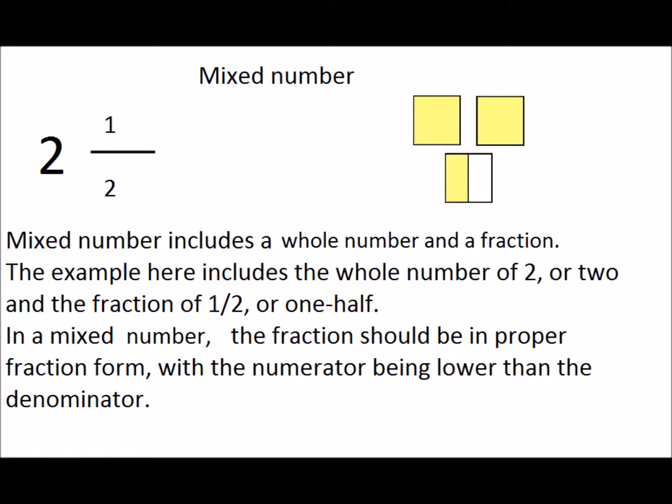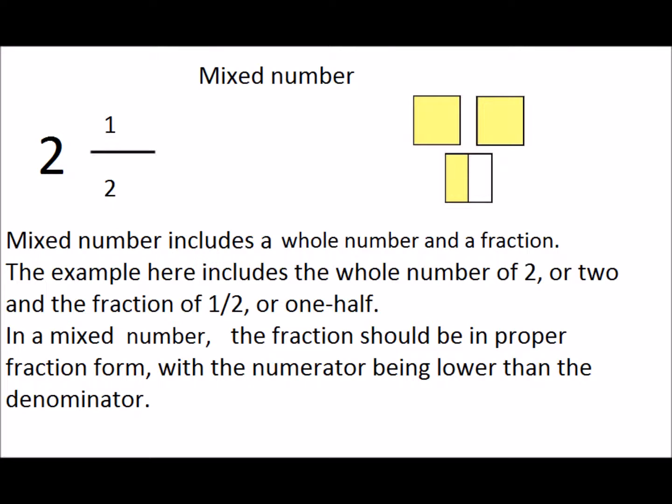Those represent the whole number of 2. So we see 1 block, 2 blocks, completely shaded in yellow. Okay? So those 2 blocks represent the number 2, the whole number that's in our mixed number. If we look below, we see another block that's broken down into 2 sections. One of those sections is shaded in yellow. So if we remember our fraction, that means 1 out of 2, 2 being the whole.